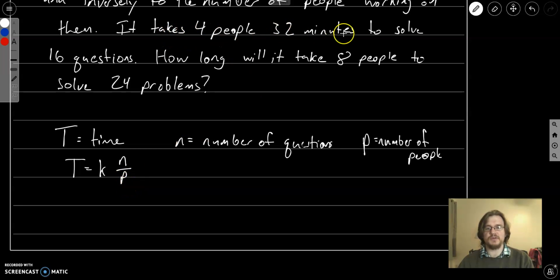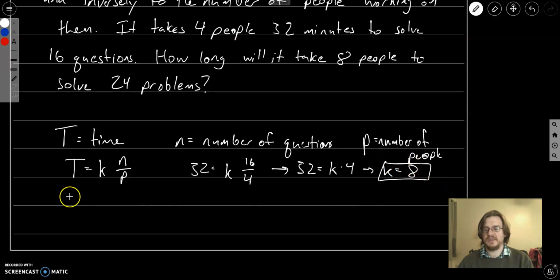It takes 4 people 32 minutes to solve 16 questions. So if I have my equation here, 4 people, it takes them 32 minutes to solve 16 questions. So I put everything in the right spot. 32 minutes for T, 16 questions for N. P is the number of people, so it's going to be 4. Which, if I solve this for K, if I simplify this, we'll get 32 is going to be equal to K times 16 divided by 4, which is 4. And if I divide both sides by 4, I get that K is going to be equal to 8.